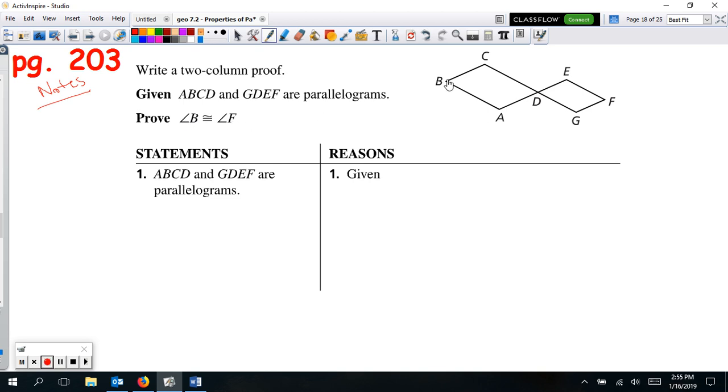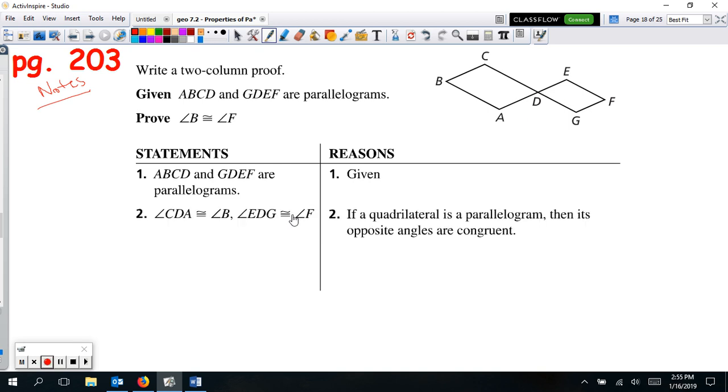Okay, so what we're trying to prove is that angle B is congruent to angle F. Let's look at where that is. So this angle is going to be congruent to this angle. That's what we're trying to figure out here. So what we do know is if they're both parallelograms, we know opposite angles are congruent. Right? So we know that obviously B and D are congruent, and F and D are congruent. We also can see right here is a vertical angle, so this side of D and that side of D are also going to be congruent to each other. Okay, so those are some things that we want to realize here.